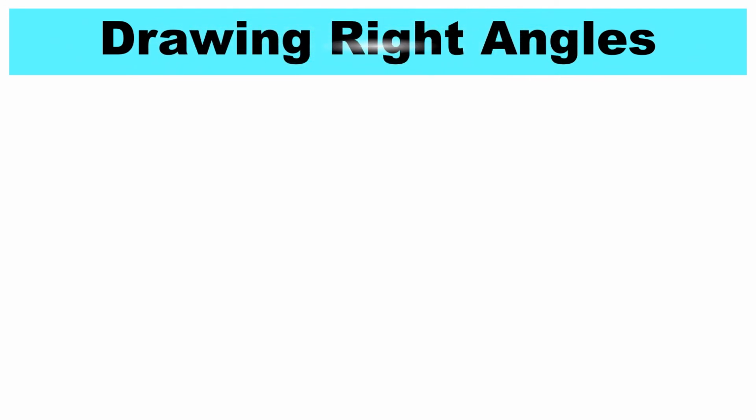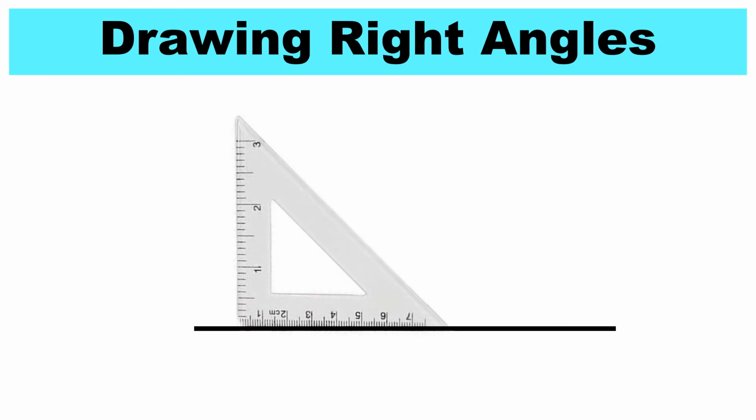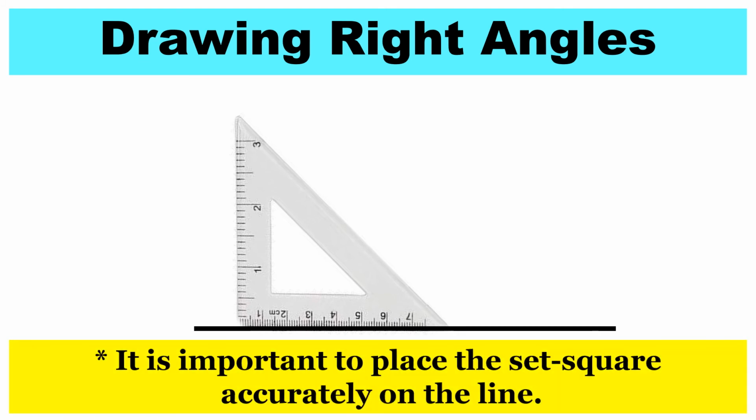I will teach you how to draw a right angle using a set square by going through 3 steps. Now the corner of a set square represents a right angle. First, you have to draw a straight line with the help of your ruler. Then you have to place one side of the set square on the line. Now it is important to place the set square accurately on the line. You can use either of the two sides of the set square that form the right angle, but not the longest side.